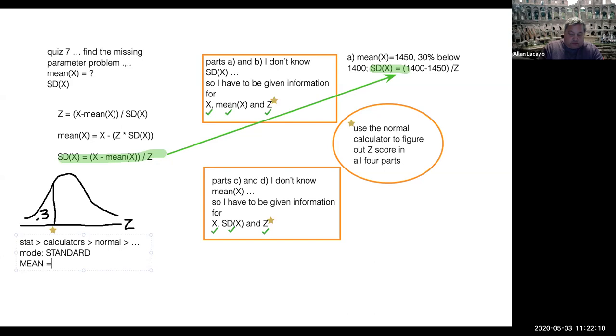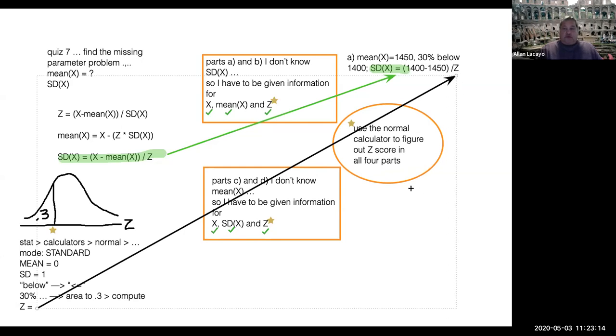Leave the mean at 0. Leave the standard deviation at 1. So leave those two alone. And then go down to the statement and make sure that the word below tells you that you're going to set the calculator to a less than or equals sign. And 30% means that you're going to change the area to 30%, to 0.3. And then you're going to compute. And the result is going to give you z. So that's what you have to do to get z. And once you have z, you have the standard deviation.